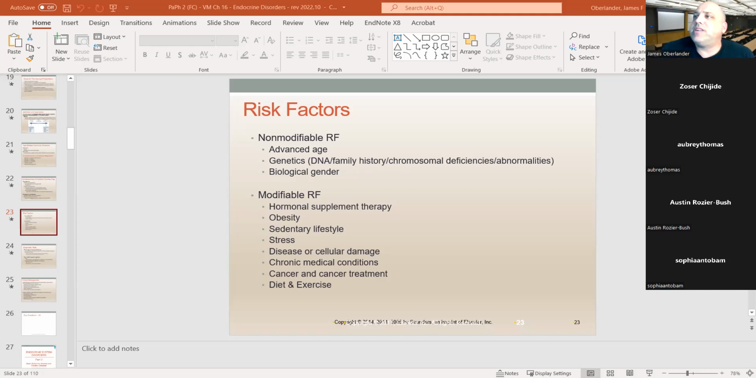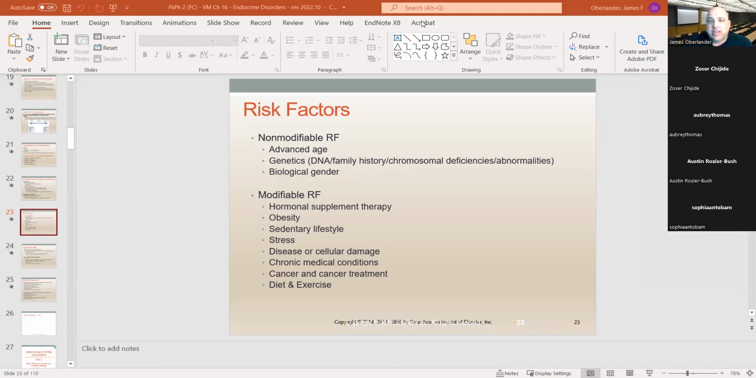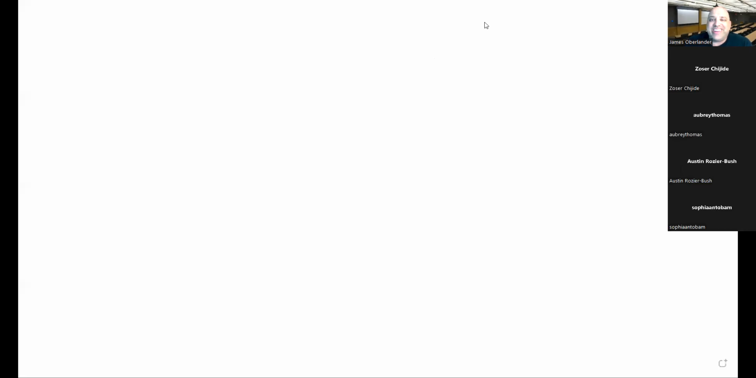Can you review the differences between type 1 and type 2 diabetes? Yes, except I'm going to have you all do it. So I'm going to put the whiteboard up here. And I'm going to let you go to your annotate option. And you can click text and then type in answers.